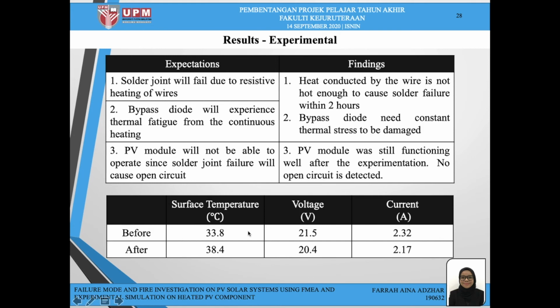So before the experiment, I tested the performance of the PV module, and we got an output voltage of 21.5 and a current of 2.32. And after the experiment, I expected that we could not produce any voltage and current, but instead we managed to produce a voltage of 20.4 and current of 2.17 ampere because the PV module was still functioning well even after the experiment.